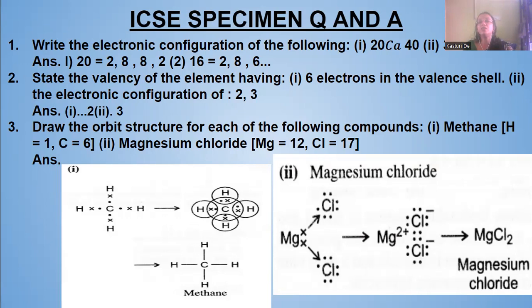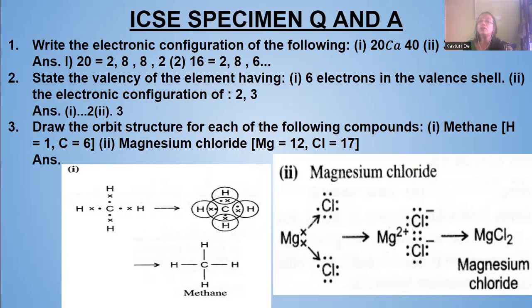So that means the electronic configuration of calcium, 20, will be 2, 8, 8, 2, and for 16 it will be 2, 8, 6. Okay. Then state the valency of the element having 6 electrons in the valence shell, and the element with electronic configuration 2, 3. So what is the valency of the element having 6 electrons in its outermost shell? The valency is 2. Why? Because it requires 2 electrons to form the octet. So that's why its valency is 2 and not 6. Okay. Then if an element has the configuration 2, 3, that means the valence electrons in its outermost shell are 3. Therefore, its valency is 3.